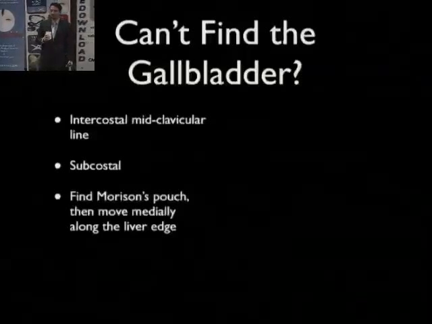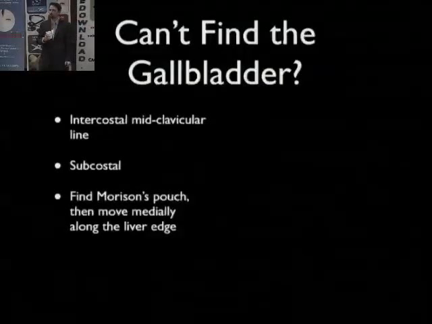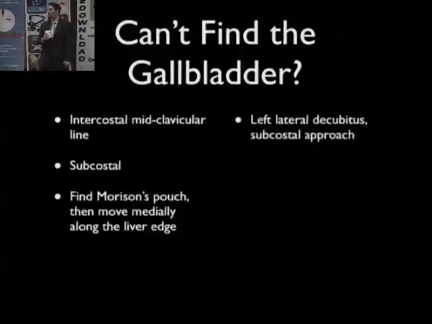Sorry, I skipped a point. Before you move them, go for Morrison's pouch, which is a lot easier to find, I think, than the gallbladder a lot of times. Once you've gotten Morrison's, scroll up along the liver and kidney edge. Keep migrating closer and closer to the midline until the gallbladder appears in your view. If that doesn't work, it's time to move the patient, put them in the left lateral decubitus.